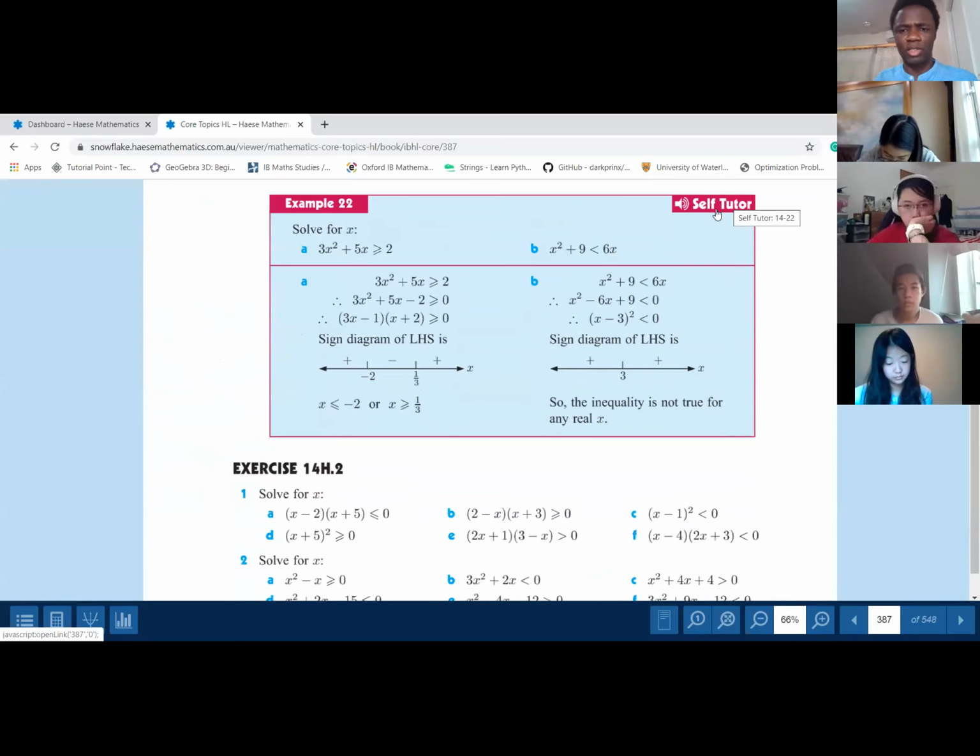Okay, let's look at these two examples. Please give me a thumbs up if you can hear the screen when it starts.